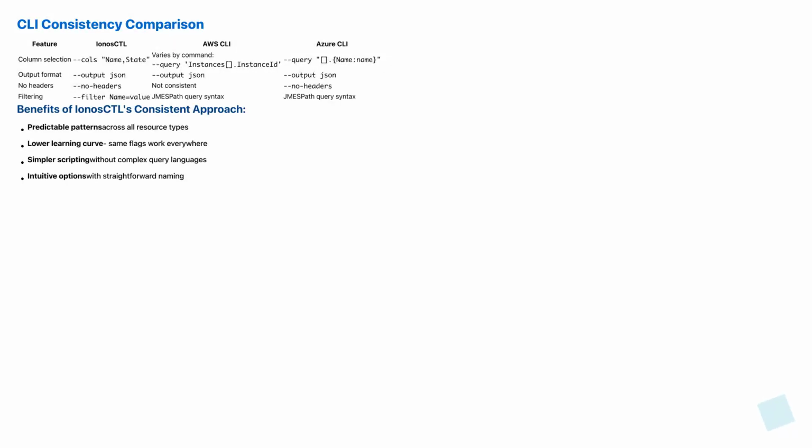Exactly. And in production environments, that pattern is incredibly useful. What I really appreciate about Ionosctl compared to some other cloud CLIs is the consistency. In AWS CLI, for instance, the output format can vary between services, which gets frustrating. With Ionosctl, these formatting options work the same way across all resource types, whether you're dealing with Kubernetes clusters, virtual data centers, or load balancers. Coming from other providers, that consistency is refreshing, especially when you're building complex automation.